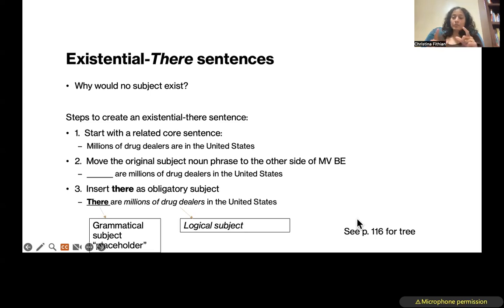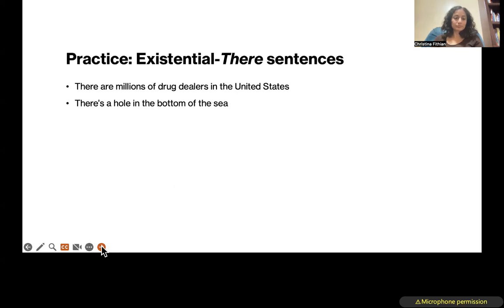Now, if you're looking at the textbook pages I posted, you'll see this tree on page 116. But if you want to try and do the tree on your own first, and then look at the tree, I recommend you do that. So here are our practice sentences. There are millions of drug dealers in the United States, and there's a hole in the bottom of the sea.